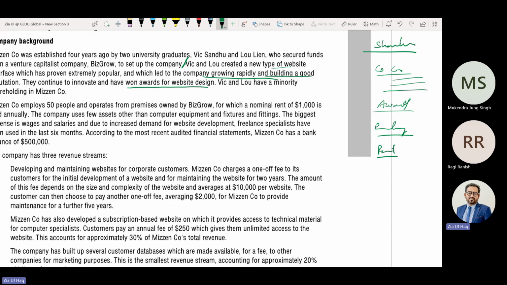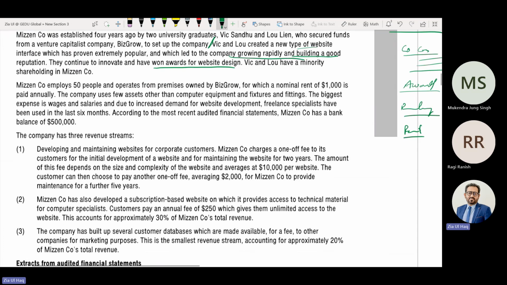The company uses a few assets other than computer equipment and fixture and fittings. Asset. So we need to get detail about the assets. What are the significant assets the company is having, because based on the value of the asset, bid price will also reflect. So additional information will be asset register.